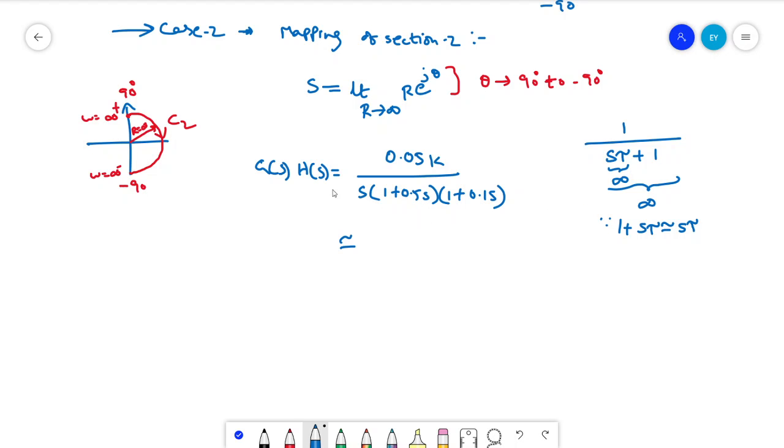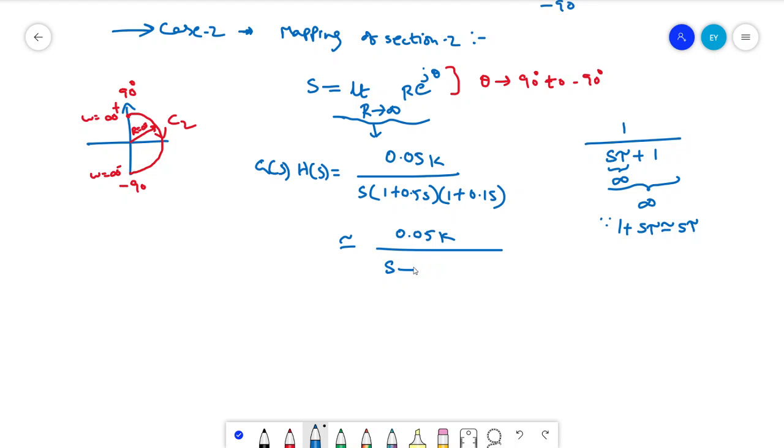by applying this limit. This function, if you apply this r tending to infinity, in which the magnitude r will be tending to infinity, infinity plus 1 will be infinity. Therefore, k divided by s into 0.5 s into 0.1 s. Okay, this is how it will become. And if you take out this 0.1 and 0.5 outside, it will become 0.5 into 0.1, that is 0.05. Okay, actually this is not into, this is multiplication.